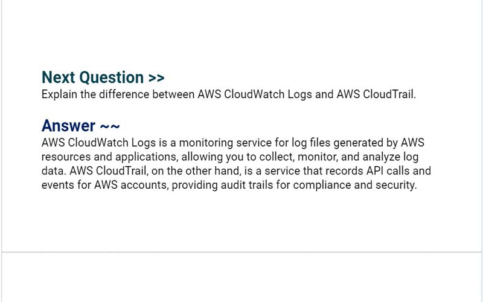Our next interview question is: explain the difference between AWS CloudWatch Logs and AWS CloudTrail. Your answer should be AWS CloudWatch Logs is a monitoring service for log files generated by AWS resources and applications, allowing you to collect, monitor, and analyze log data. AWS CloudTrail, on the other hand, is a service that records API calls and events for AWS accounts, providing audit trails for compliance and security.